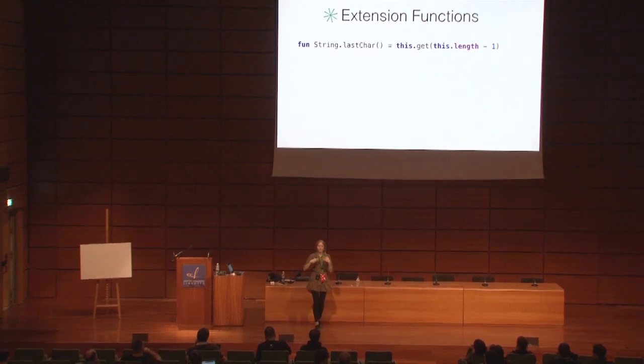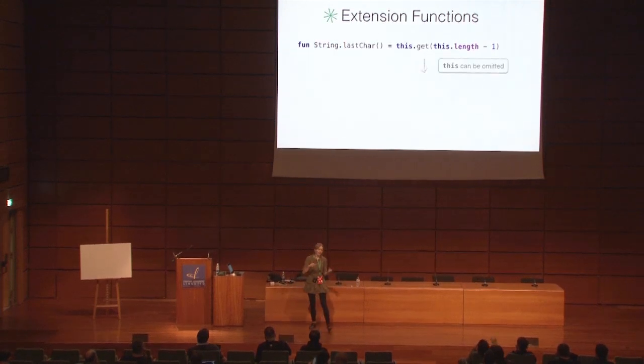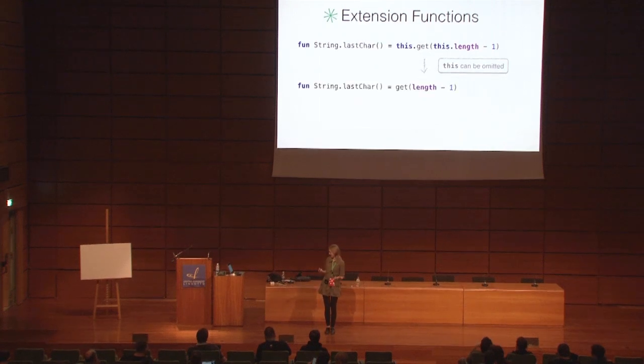Kotlin gives you another way to do that. You can declare this function as an extension function, and in the body of this function, you will use this as a reference to the receiver. So this will be the string in the body of this function. And as usual for this reference, it can be omitted. So you have this simple code.